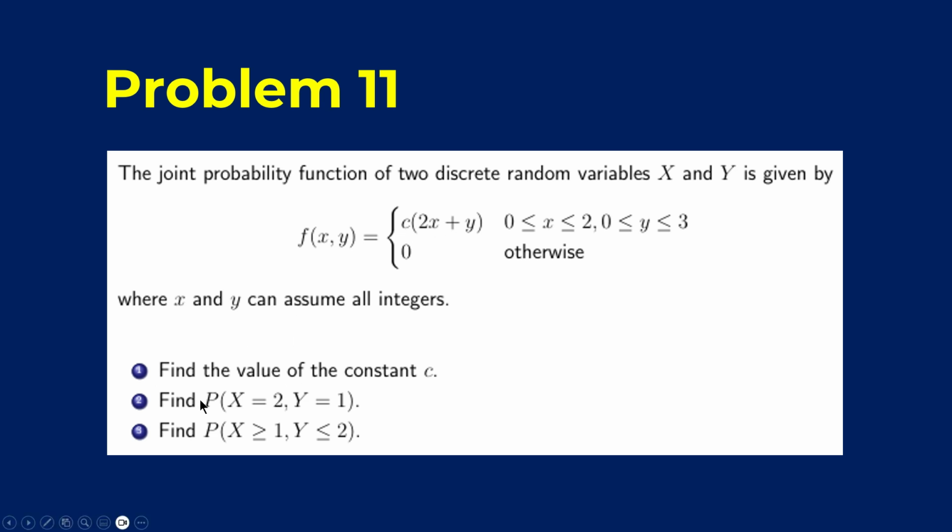In part 2, we will try to find the joint probability when x is equal to 2 and y is equal to 1. And in part 3, we will again try to find the joint probability when x is greater than or equal to 1 and y is smaller than or equal to 2. So let's see how we can solve this problem.